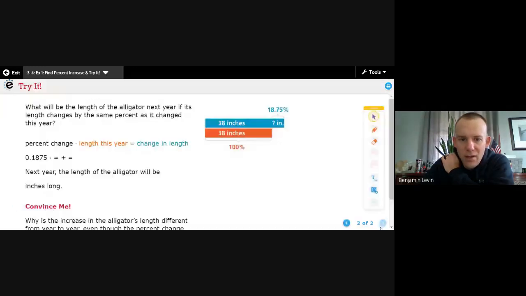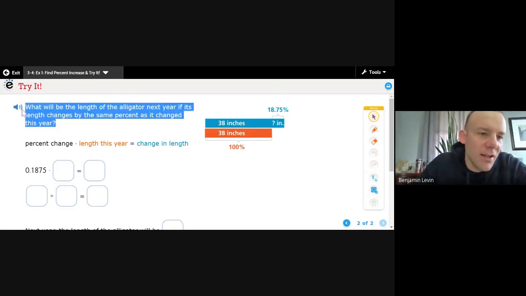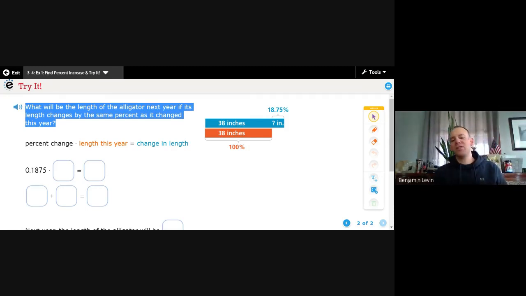All right. Let's go on. Aha. So now it's saying it's going to continue to grow at the same rate next year. It's 38 now. It was 32 inches last year. It grew 6 inches. It's 38 inches this year. And it's going to grow at 18.75%. Like maybe scientists have studied alligators and they have concluded that alligators grow at 18.75% per year.